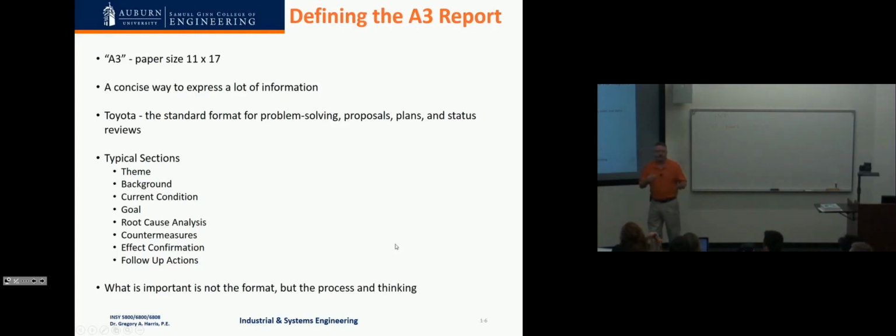There's multiple ways to use the A3. You can use it for problem solving. You can use it for proposals. You can use it for just reporting. We're going to talk about the problem solving one mostly here. And there's typical sections: the theme, background, what the current condition is, what the goal is you're trying to achieve, what the root cause analysis is, what countermeasures we can come up with to solve the problem, how we confirm that we did that, and what the follow-up actions are that need to take place.